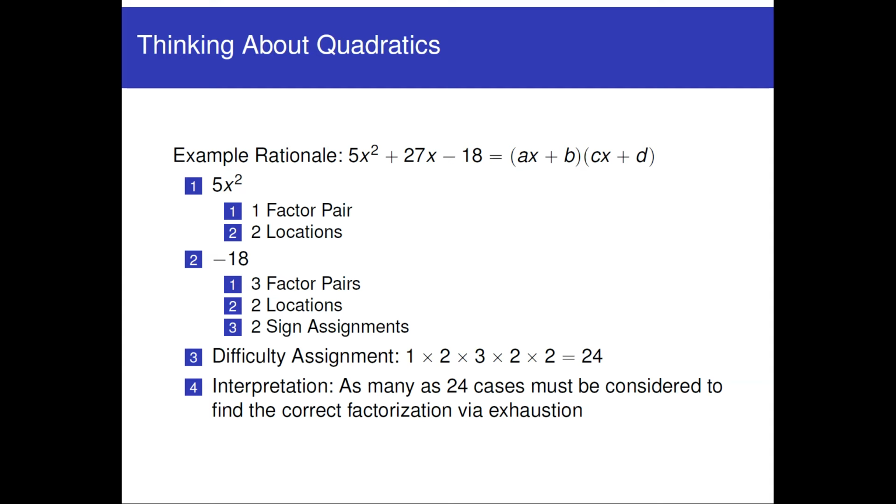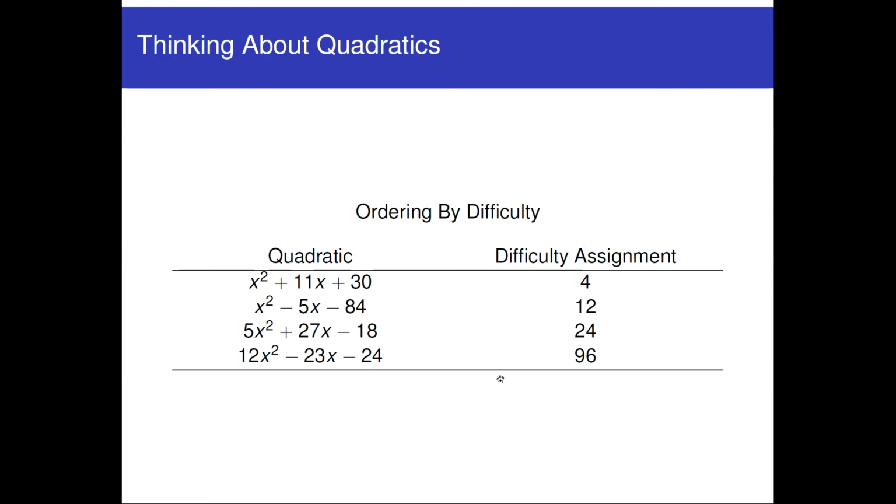If you carry out that same technique on the other three quadratics that are provided, the easiest one by far in terms of difficulty assignment is this one, 30. It only has four factor pairs. And since it's positive, there's no switching of signs. So just the four factor pairs is all you have to know to be able to check that via exhaustion.